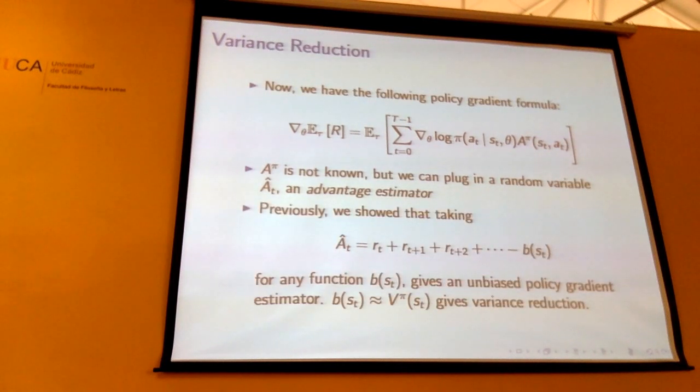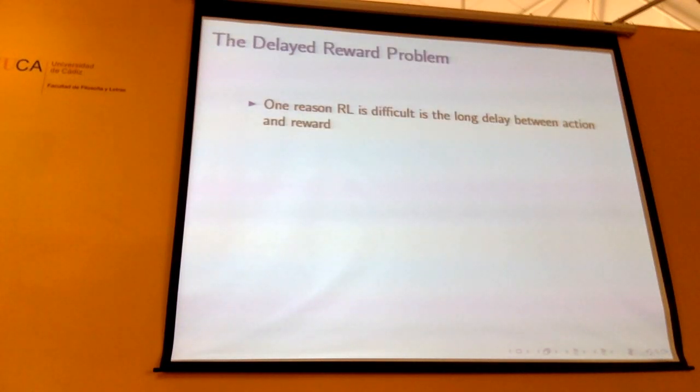So in fact, we've already shown one way of doing this, one estimator for the advantage function. Previously we said you should use the sum of future rewards minus this baseline. And we showed that that gives you an unbiased policy gradient estimator. And if you take the baseline to be some approximation or some estimate of the state value function, then that gives you good variance reduction. So this is our first advantage estimator. But we can try to do a little bit better than this. Okay, so I'm going to talk about how we can do better than that.